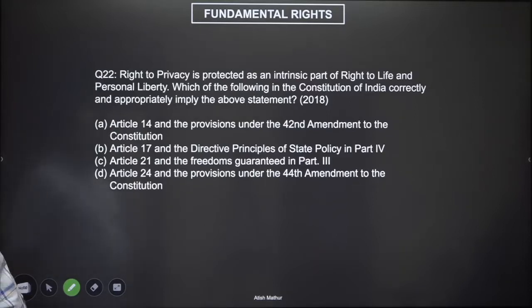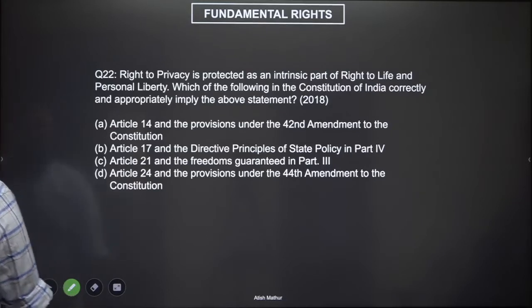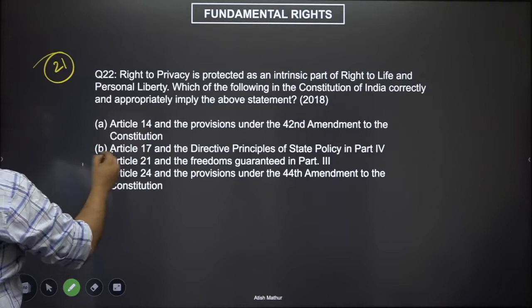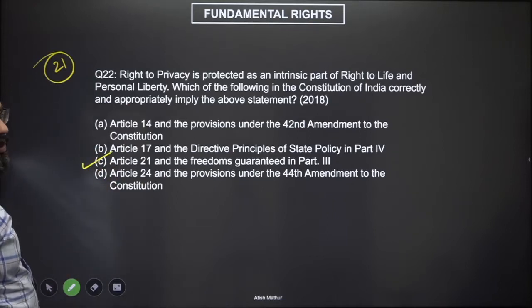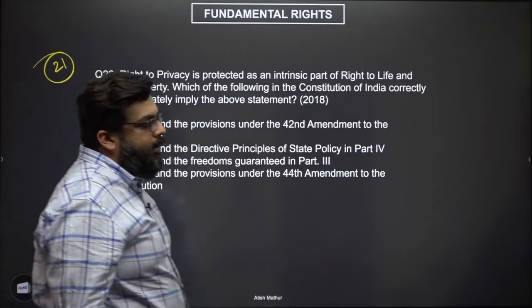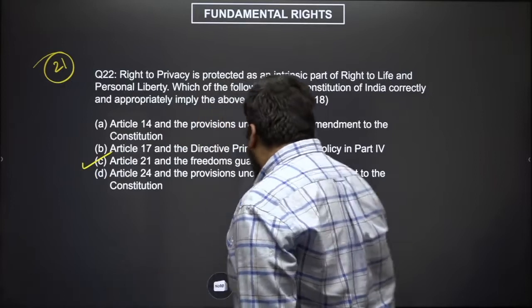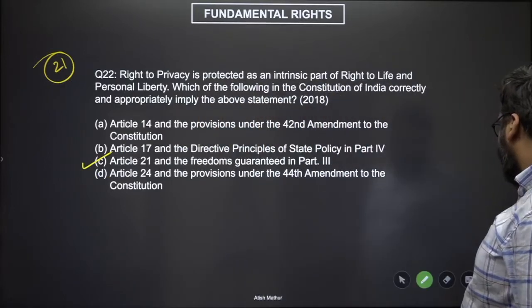Next, right to privacy is protected as an intrinsic part of right to life and personal liberty. Which of the following in the Constitution of India correctly and appropriately implies the above statement? 14 and 42nd Amendment, 17 in DPSP, 21 in freedoms guaranteed in Part 3, 24 and provisions under the 44th Amendment to the Constitution. What we know for sure is right to privacy originates from 21. Don't even think of anything else. Automatically 21 and the freedoms guaranteed under it under Part 3. This would be your correct answer. No problem at all. Okay, so there you go.